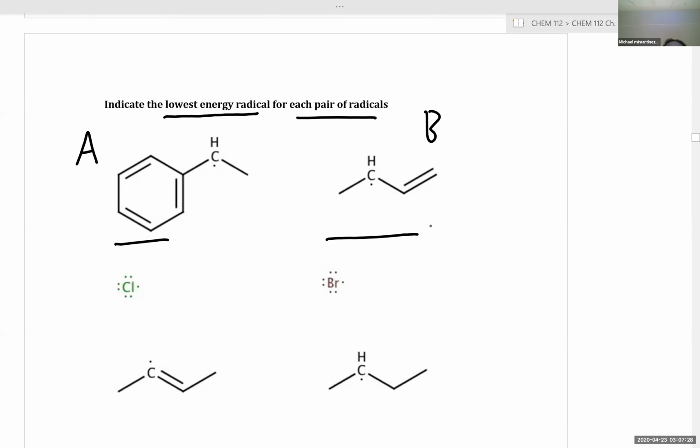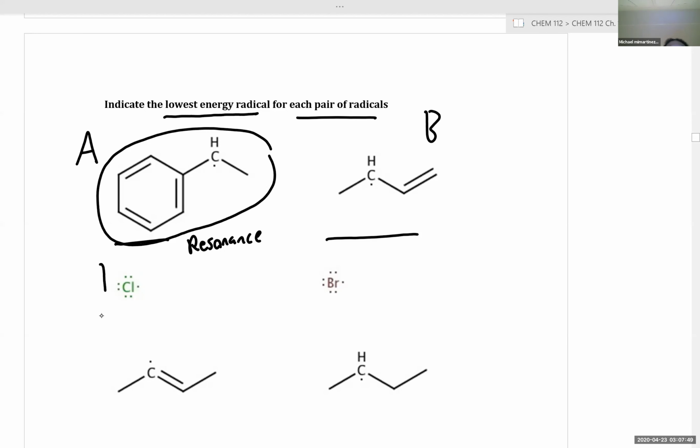Okay, I see a lot of people typing A. Yep, A is completely correct, and that's due to resonance effects. We can distribute our radical over a total of 7 atoms versus 3 on structure B.